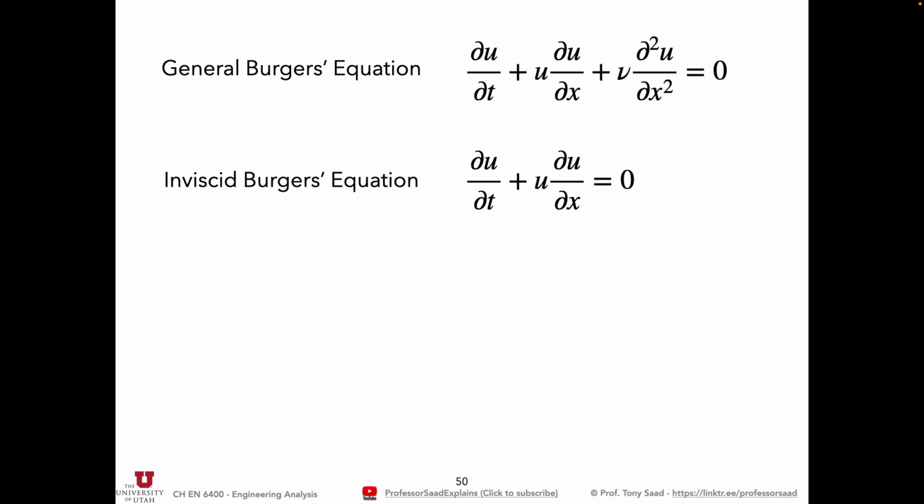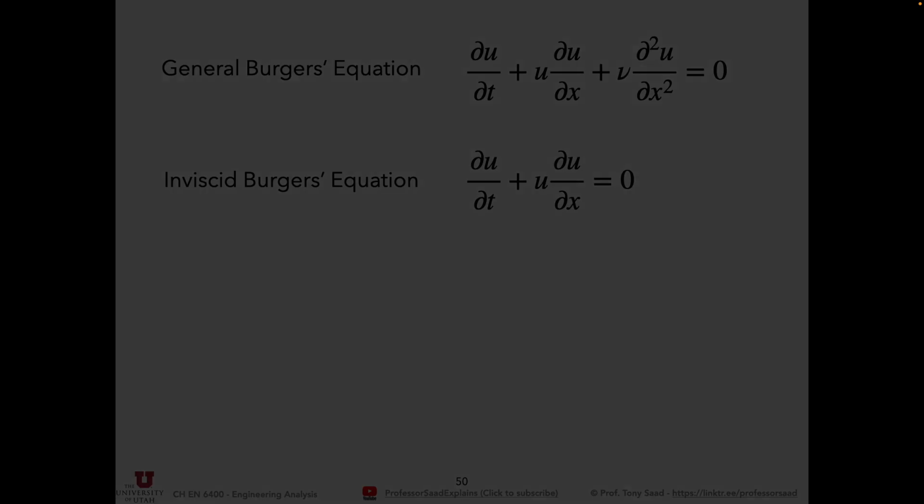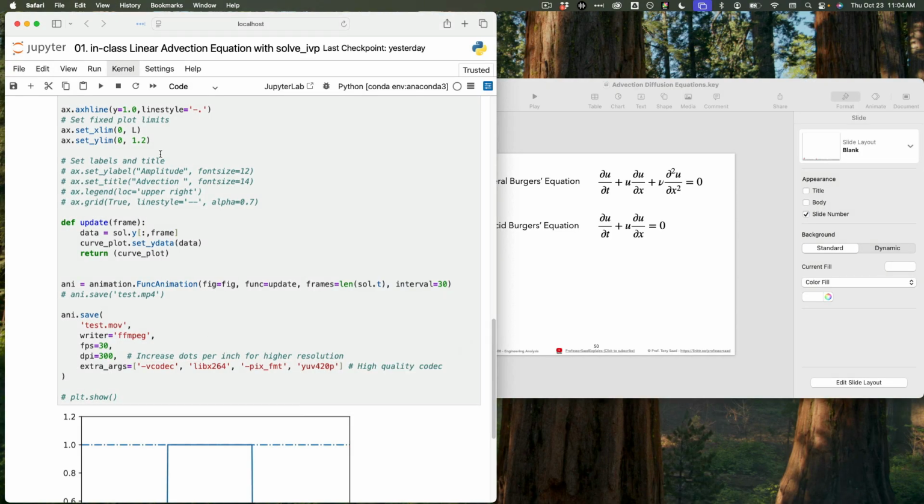But this has diffusion in it, and we didn't do diffusion yet. A special version of Burgers' equation is the inviscid Burgers' equation, which is this without the diffusion term. What I claimed it does is it can generate shocks. So we can test this as well, if you want. Let's go ahead. I'm going to duplicate this file and do one for Burgers'.